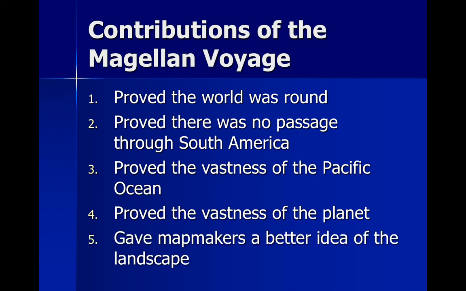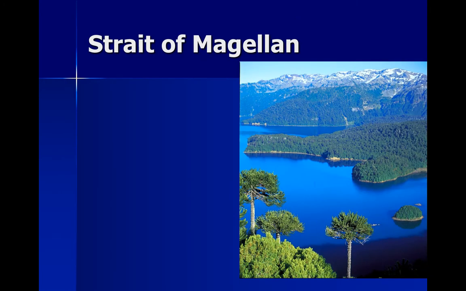Some of the contributions of the Magellan voyage, even though he didn't make it all the way, he died beforehand: it proved that the world was round. They know that 100% now. Proved there was no passage through South America. Proved the vastness of the Pacific Ocean. Proved the vastness of the planet, and gave mapmakers a better idea of the landscape. So a lot of contributions. One of the most important voyages in American history, of all of world history, was Magellan's voyage.